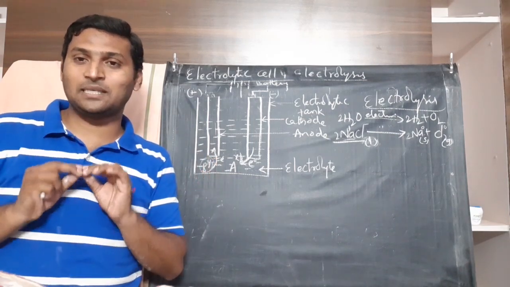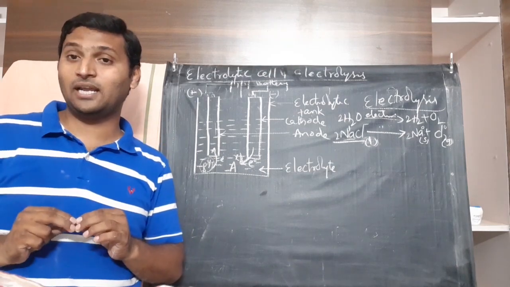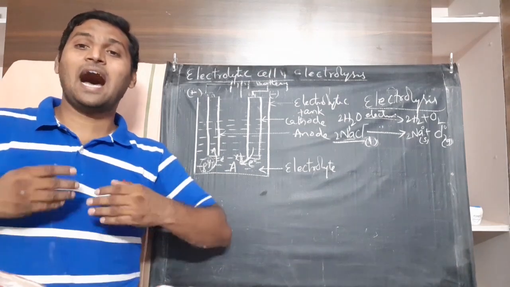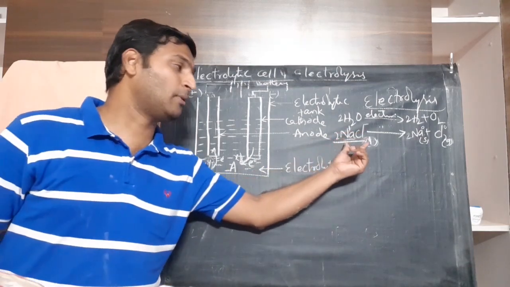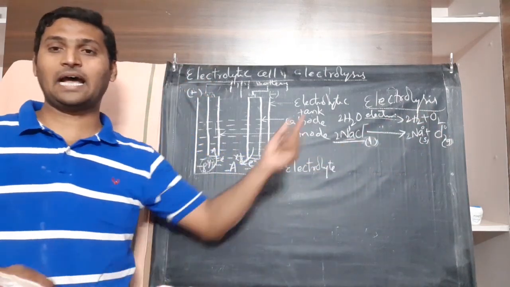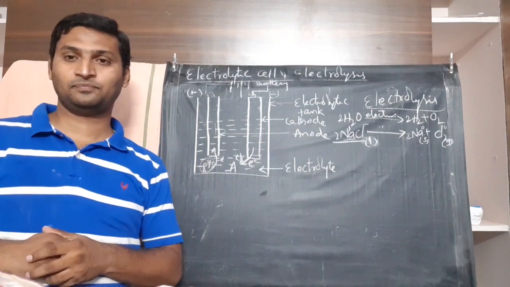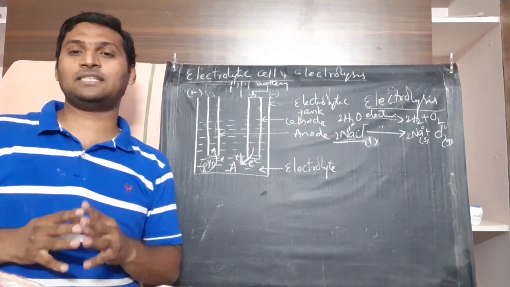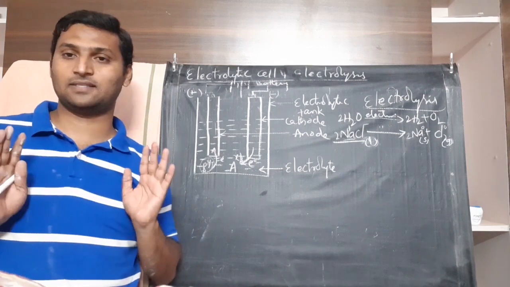This process is simply called discharge of ions. What do you call it? Discharge of ions. Ions losing their charge and becoming neutral so that a compound can transform into its constituent elements. A compound can decompose into its constituent elements. So, what exactly happens in electrolysis is simply discharge of ions.